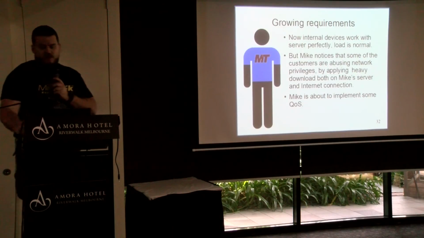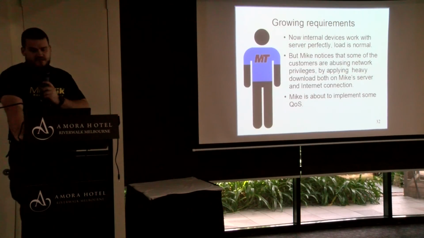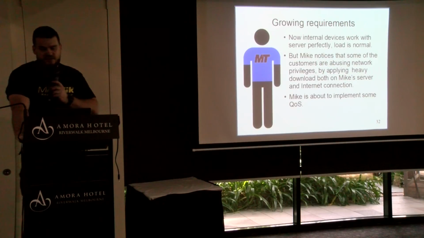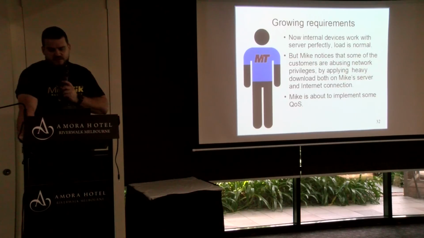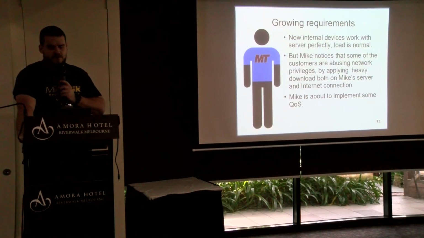So now internal devices work as expected, perfectly, load is normal. But Mike notices that some of the customers are abusing the network privileges and applying heavy downloads both to Mike's servers and internal internet connection. So he wants to implement QoS.